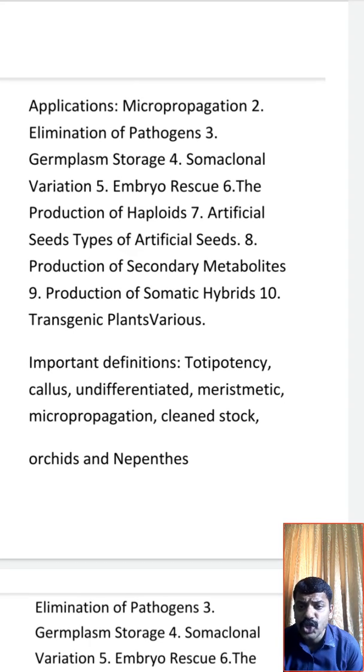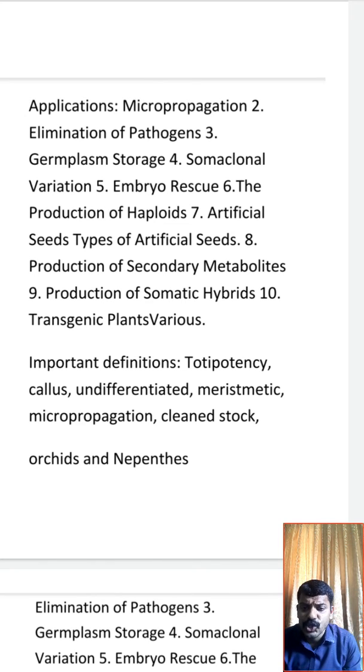So then the production of haploids, different types of chromosomes in the plant, then artificial seeds, production of secondary metabolites. This is important from pharmacognosy or phytochemistry point of view. Suppose there is one plant, Atropa belladonna. So you get atropine from this plant. So you want excessive amount of atropine, then you may design plants according to your wish, or you can produce only that particular part of the plant which is rich in atropine. These are the applications of plant tissue culture.